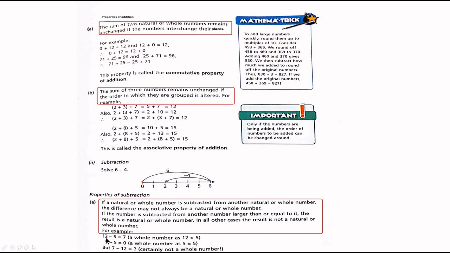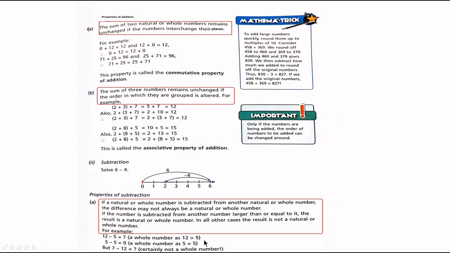For example, 12 is bigger than 5. When we subtract 5 from 12, the answer will be 7, which is a whole number. Also, 5 minus 5 is equal to 0. This is also a whole number. But 7 is less than 12. When we subtract 12 from 7, the result will not be a whole number. It will be minus 5, which is an integer that is not a whole number.